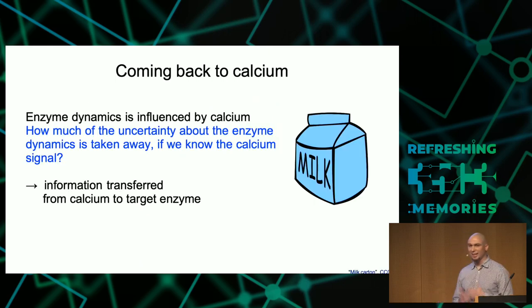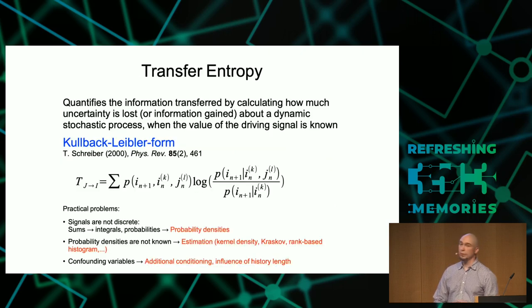Now, what does that have to do with biological systems? Well, we have two processes. We have a calcium process that shows some dynamics, and we have the process of an activated protein that does something in the cell. So we can look at both of these and then calculate how much information is actually transferred from calcium to the protein. How much uncertainty do we lose about the protein dynamics if we know the calcium dynamics? And this is mathematically exactly what we are doing, and this is called transfer entropy.